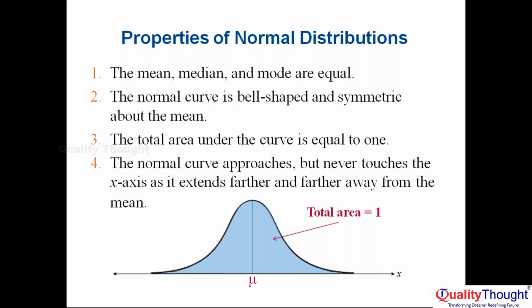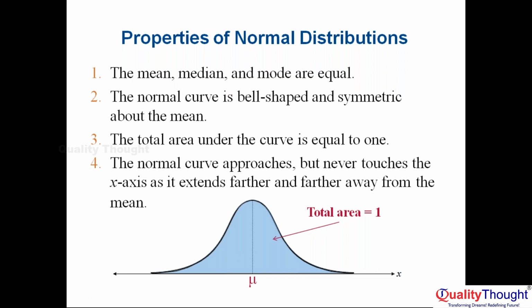Here the mean, median, and mode are equal, we know that, and the normal curve is a bell-shaped curve, symmetric about the mean. The total area under the curve is equal to 1. You can see the tails on the left-hand side and the right-hand side. The normal curve approaches but never touches the x-axis as it extends farther and farther away from the mean. We never show it touching the x-axis, but still the total area under the curve can be considered as 1.